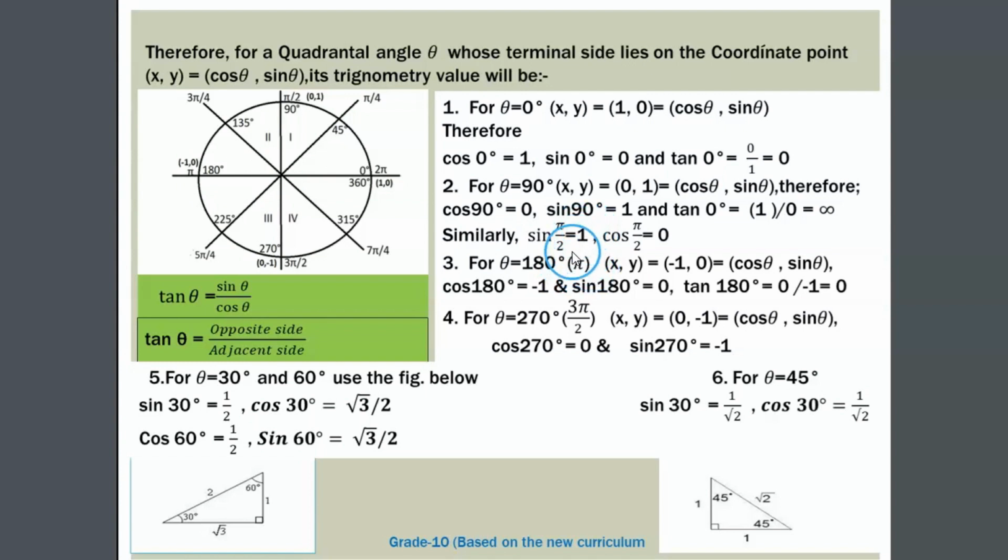ተርሚናል ሳይዱ የሚገኝባት ፖይንት -1, 0 ለ180 ዲግሪ። Therefore ቴታ 180 ዲግሪ ሲሆን ወይም በራዲያን ሜጀር ስንት? ፓይ ራዲያን። ኮኦርዲኔት ፖይንቱ ስንት ላይ ነው የሚገኘው? x, y -1, 0 ግን ይሄ ከማን ጋር እኩል ነው? ከኮስ ቴታ ኮማ ሳይን ቴታ ጋር። አንግሉን ስንተካ ኮስ ኦፍ 180 ዲግሪ ስንት? -1 and ሳይን ኦፍ 180 ዲግሪ 0 እያልን ነው። ታን ኦፍ 180 ዲግሪ እንዴት እናገኛለን? ሳይን ኦቨር ኮሳይን 0 ኦቨር -1 which is what?